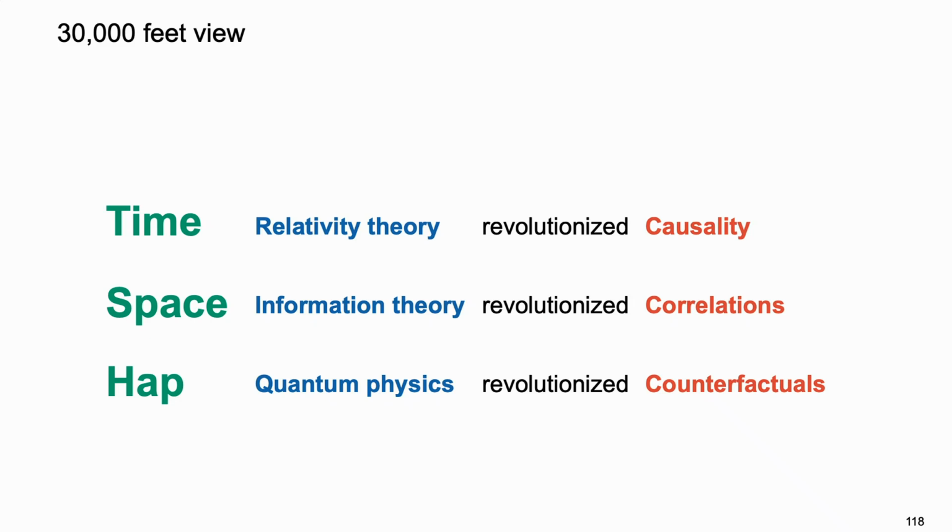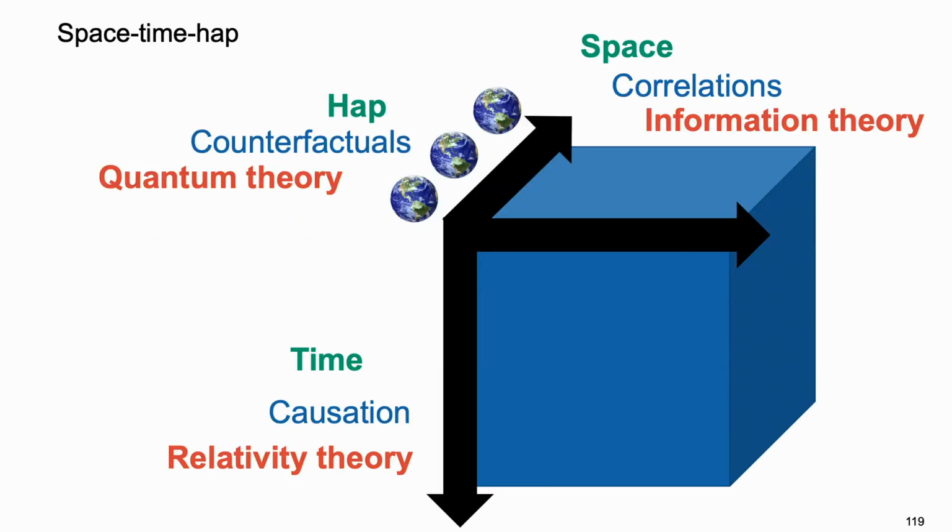So this is on space. And HAP, that's what I call the other dimension because of happenstance, is about quantum physics that revolutionized counterfactuals. It's all about counterfactuals, right? I measure up, Alice measures down. If I had measured down, she would have measured up. That's a counterfactual dependency. So this is the summary here.